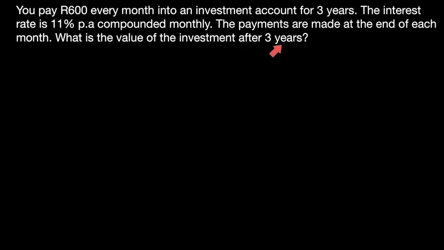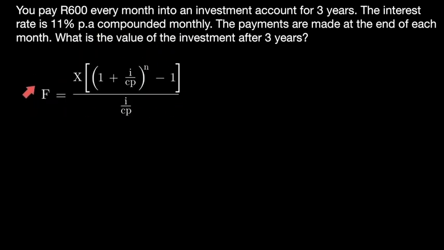Since we know it's a future value annuity and we want to know the value of the investment in the future, we're going to calculate F. So here is our future value formula, and in the place of x, we're going to put this 600 Rand. Then we have 1 plus, and in the place of i, we're going to put the interest rate as a decimal. So this is 11%; we divide it by 100 and we get 0.11. Our compound periods: it's compounded monthly and there are 12 months in a year, so our compound periods will be 12.